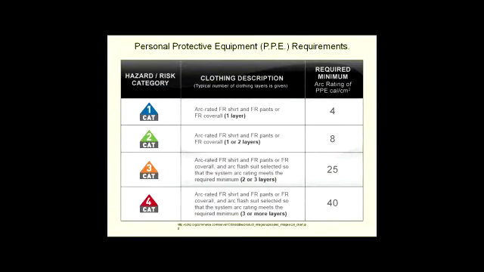PPE requirements for arc flash. Okay, so here we have the 4 categories of hazards or risks. Then there's the clothing description, and the minimum required arc rating, and this is the PPE, and the rating is calories per centimeter squared. Here is category 1 for the PPE. It's arc-rated, flame-resistant shirt, flame-resistant pants, or flame-resistant coverall, 1 layer.